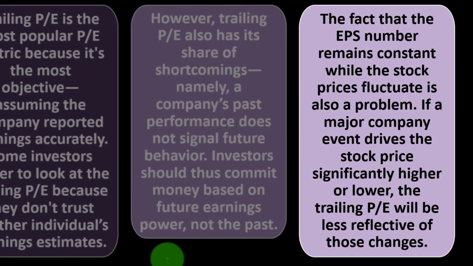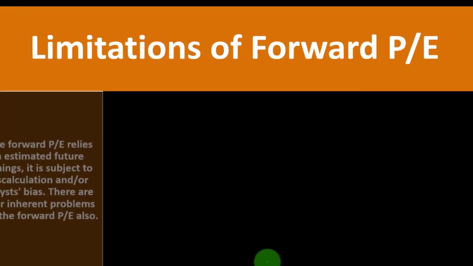The fact that the EPS, earnings per share, number remains constant while the stock prices fluctuate is also a problem. If a major company event drives the stock price significantly higher or lower, the trailing PE will be less reflective of those changes. Limitations on forward PE.